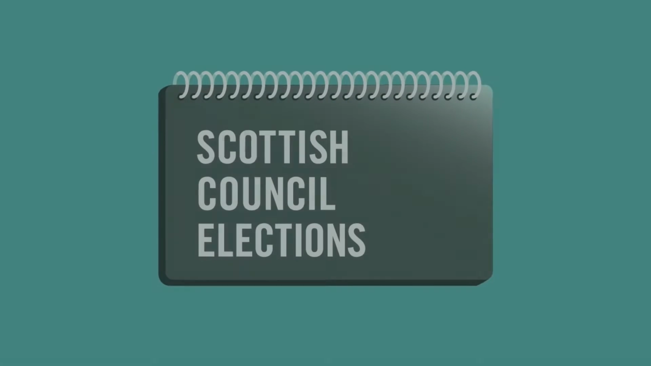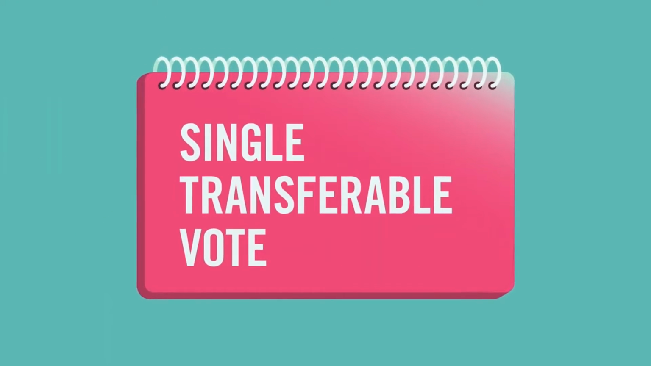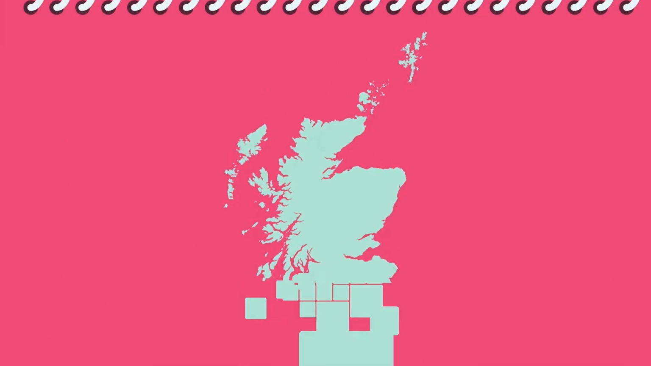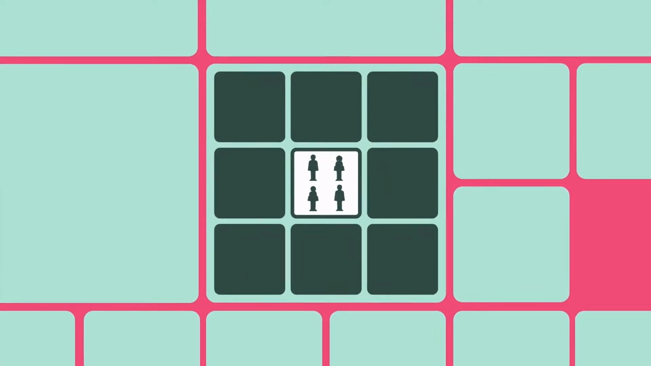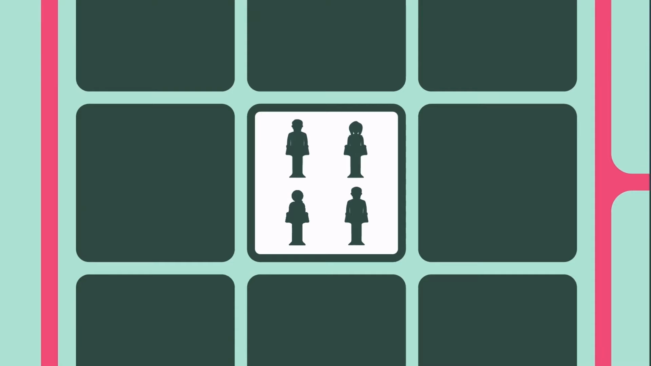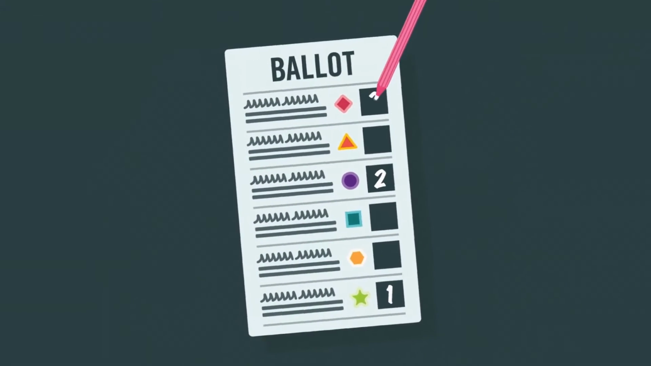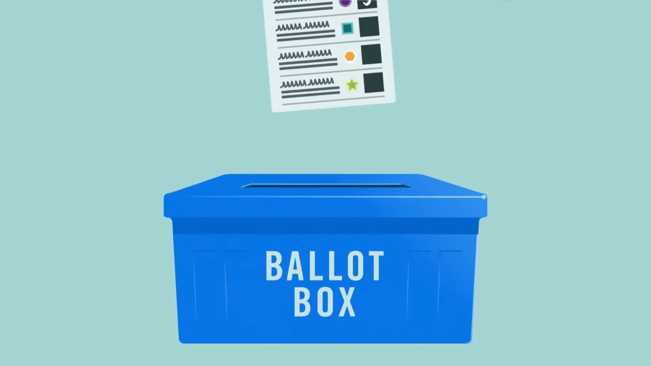You're about to vote at the council elections in Scotland, but might things be slightly different to what you expect? In this election, the voting system used is called single transferable vote. Here's the lowdown. Each council in Scotland is divided into smaller areas called wards. Depending on the ward you live in, you will be voting to elect anywhere between 1 and 5 councillors. You may already know that you need to number the candidates on your ballot paper in order of your choice.